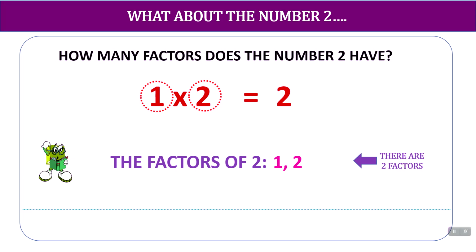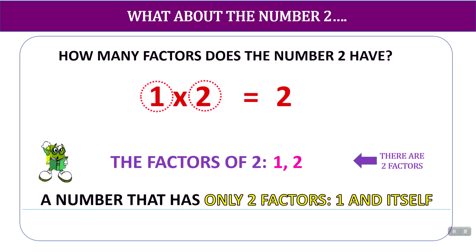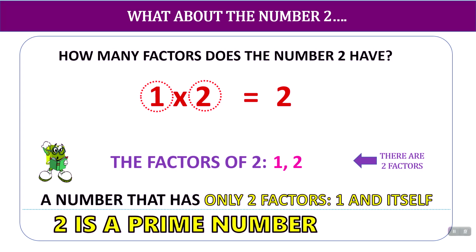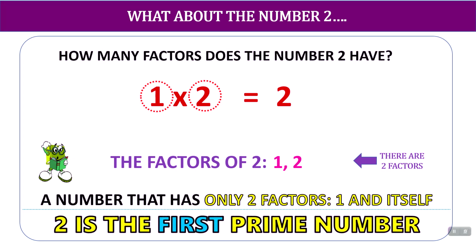And we said earlier that prime numbers have 2 factors, 1 and itself, and a number that only has 2 factors, 1 and itself, we call a prime number. And so therefore 2 is a prime number, and 2 is the first prime number. So 1 is not a prime number. The very first prime number is the number 2.